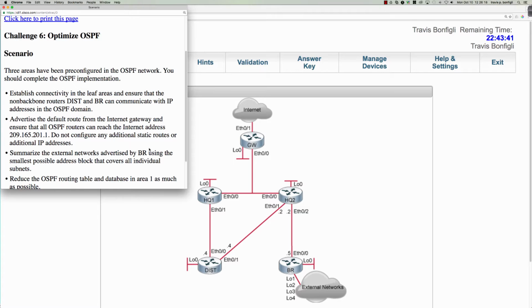We're going to be advertising a default route off of the Internet Gateway, and ensure that all OSPF routers can reach the IP 209.165.201.1. It says do not configure any additional static routes or IP addresses. So actually, this one right here, we can knock that out right away. Let's take a look and see on Gateway 1. That's sort of the low-hanging fruit here.